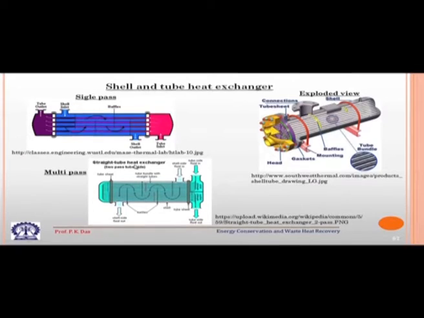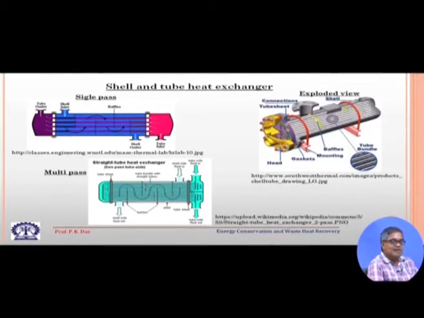Now, there are quite a few things to which I would like to draw your attention. The tubes are held between two tube seats over here, and we want a good contact, of course indirect contact, between the shell side fluid and the tube side fluid. So, for that, we try to ensure that these two fluids remain in contact for a larger time. This is called the residence time of the fluid that we try to increase.